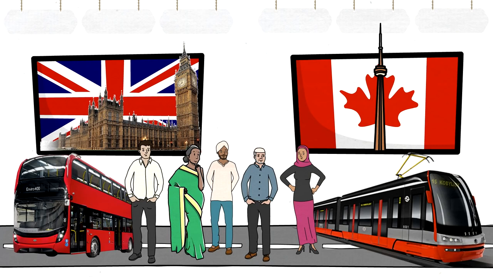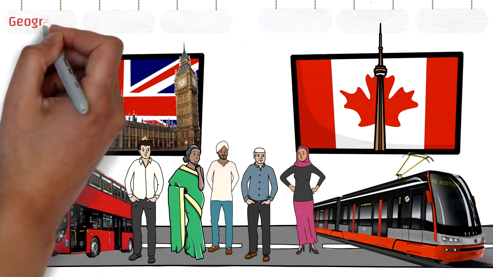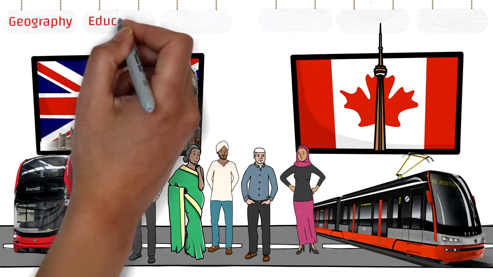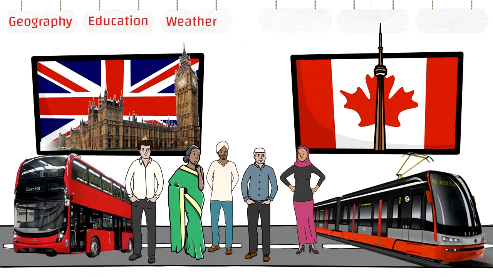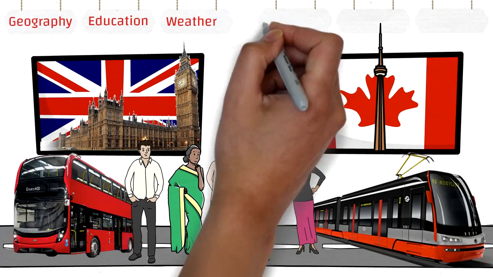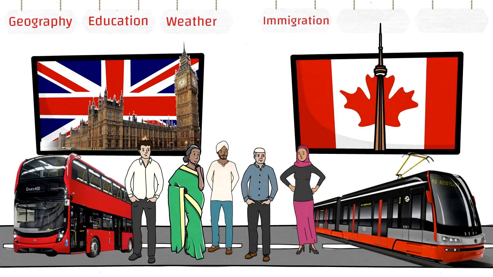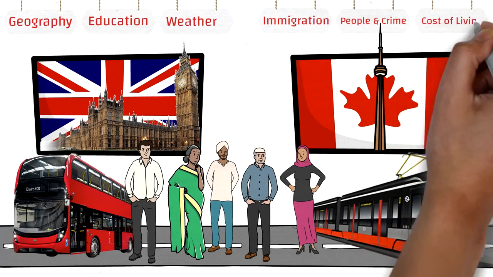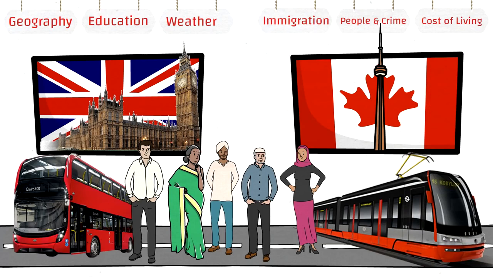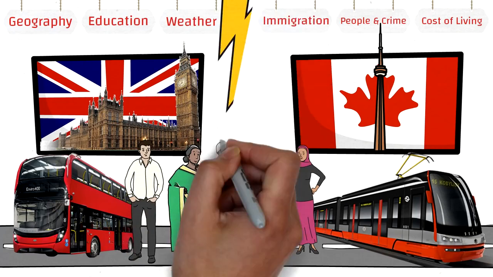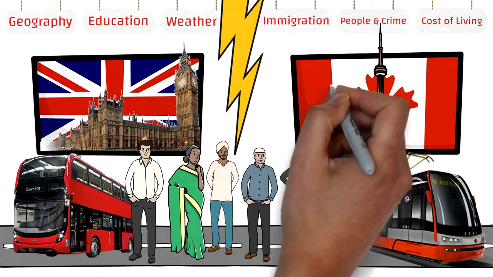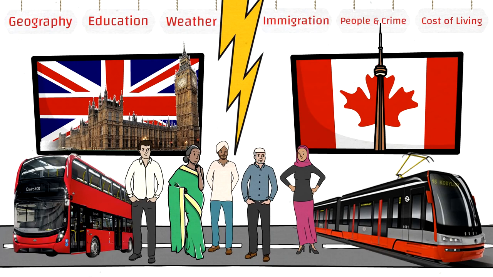In this video, we would compare the two wonderful countries based on various factors such as geography, as in their geographic location, education, the weather in various cities of UK and Canada. We're going to quickly touch base on the different types of immigration in the two countries, the people and the crime rate, how safe is Canada and UK, and we are also going to discuss the cost of living in the two countries. So I'm sure this video is going to be an ultimate comparison between UK and Canada, and hopefully by the end of this video you would be able to decide which country you want to immigrate.